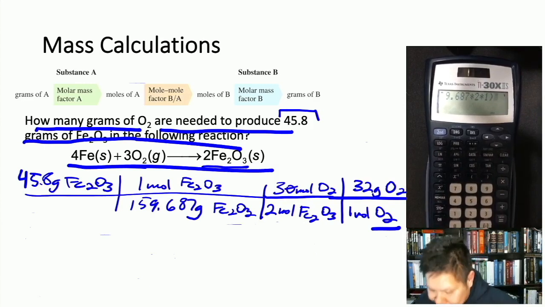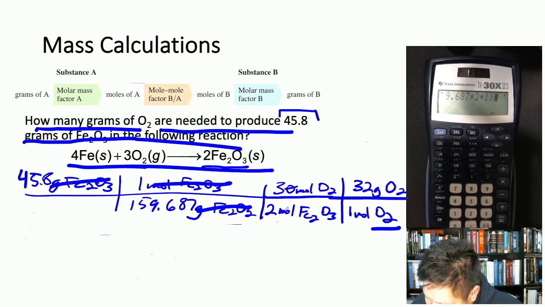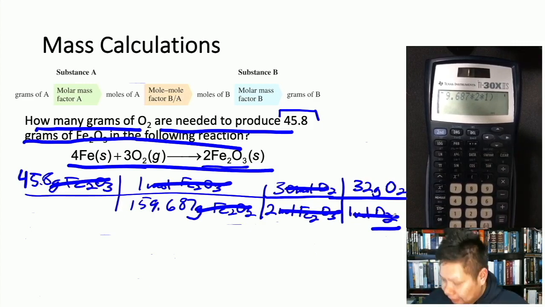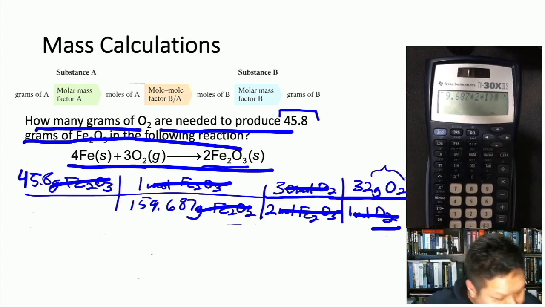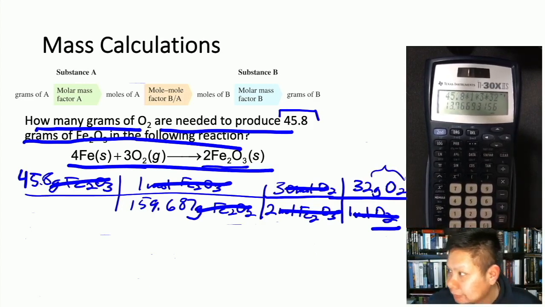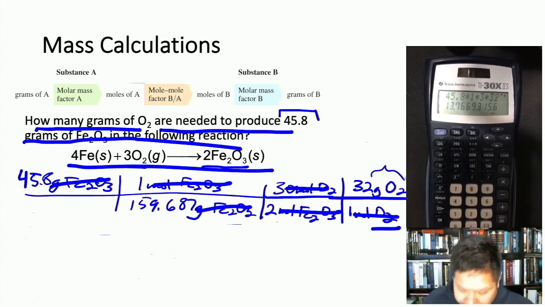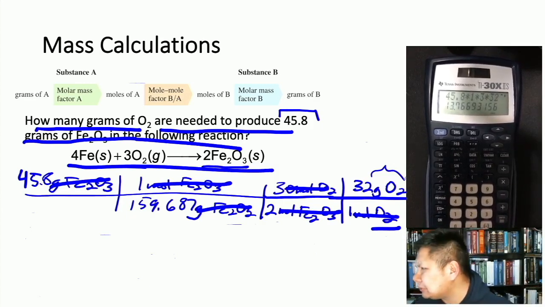And then we'll close the parentheses. Before we hit enter there, let's just go cancel stuff out. We have grams of iron oxide getting canceled out with grams of iron oxide. Then we have moles of iron oxide being canceled out with moles of iron oxide. Then we have moles of oxygen being canceled out with moles of oxygen. That leaves us with just grams of oxygen right here as our last unit. Right? Grams of oxygen are our last unit. Let's press enter now. And the calculator gives us a really long number.